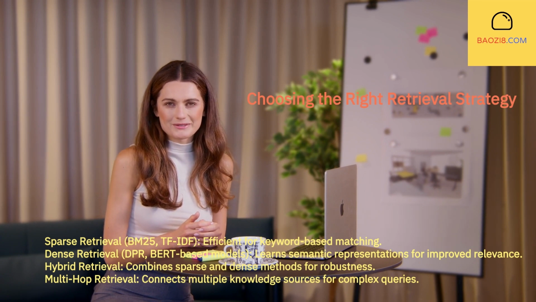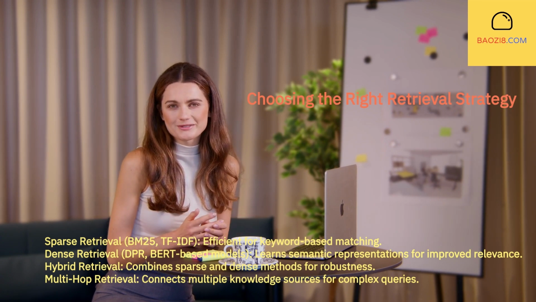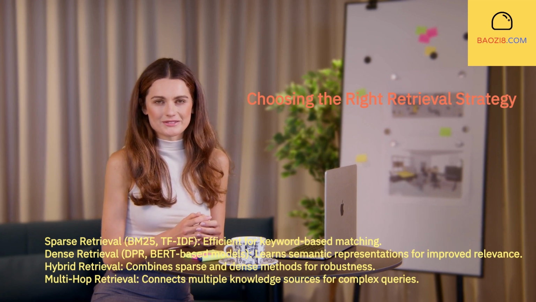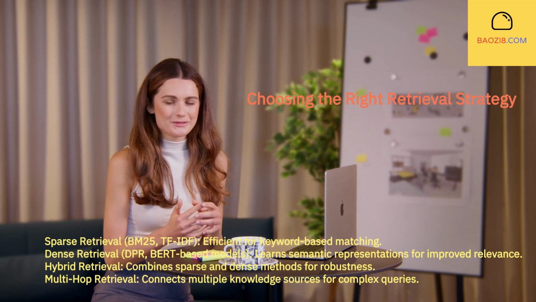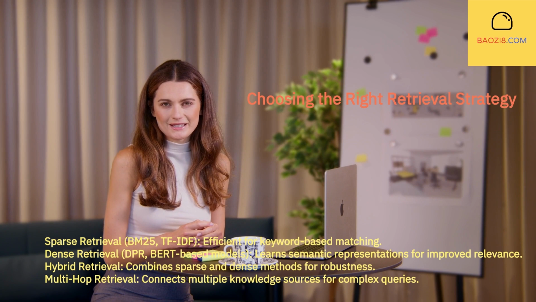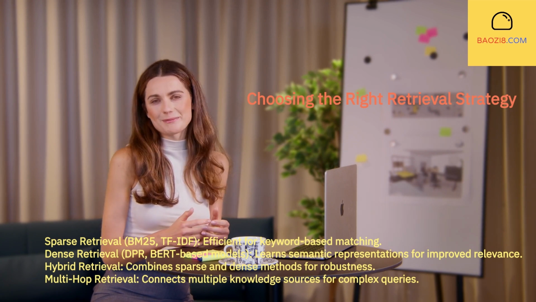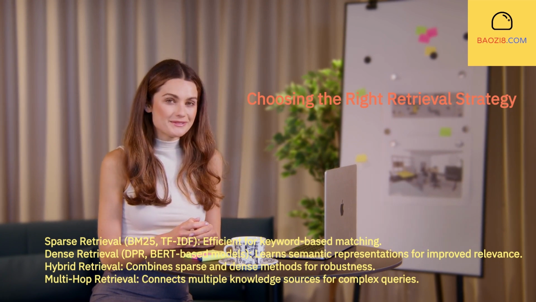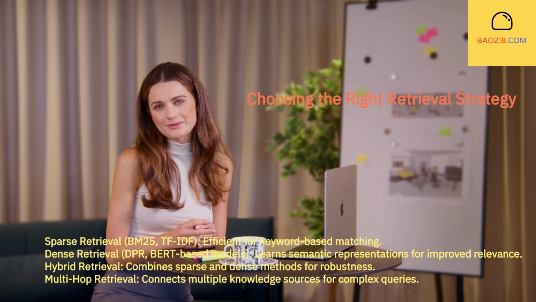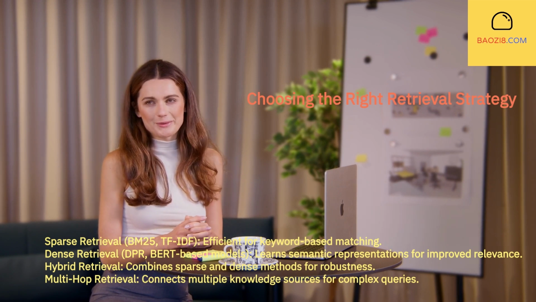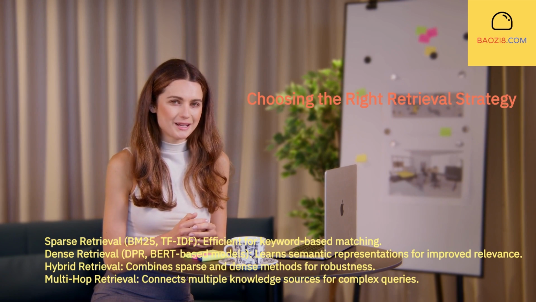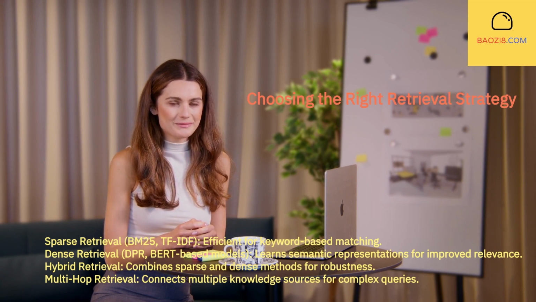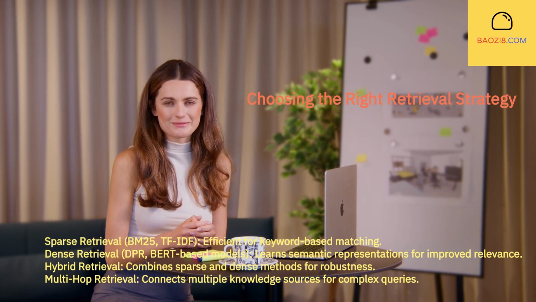A hybrid retrieval approach combines the strengths of both sparse and dense retrieval methods. By using sparse retrieval to narrow down the document set and dense retrieval for ranking, we can achieve better overall performance. Multi-hop retrieval is also important for answering more complex questions that require information from multiple documents or knowledge sources.